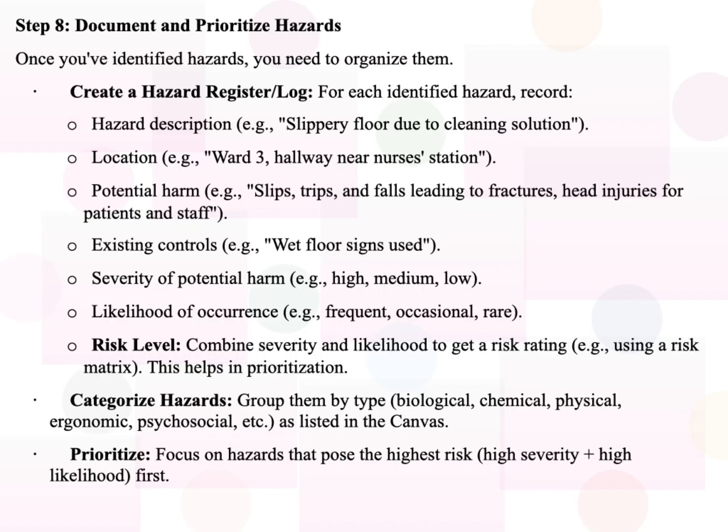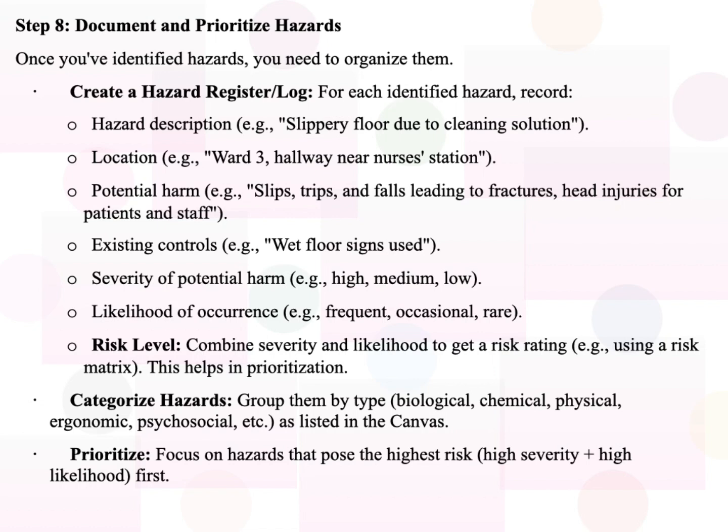Step 8, document and prioritize hazards. Once you have identified hazards, you need to organize them. Create a hazard register or log. For each identified hazard, record: hazard description, for example slippery floor due to cleaning solutions. Location, for example ward 3, hallway near nurse stations. Potential harm, for example slips, trips, or falls leading to fractures, head injury for patients and staff. Existing control, for example wet floor signs used.